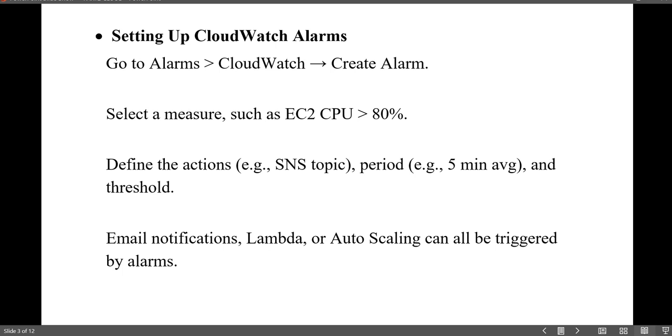For example, we can configure an alarm to trigger when EC2 CPU usage exceeds 80% for 5 minutes. These alarms can send notifications via SNS or even trigger auto scaling actions to maintain system performance automatically.